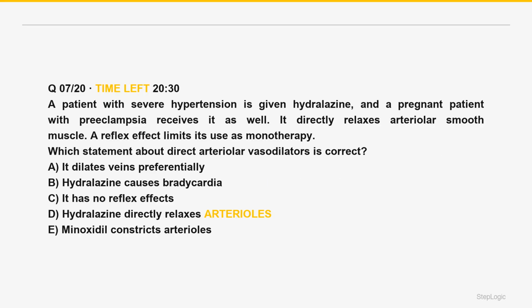Which statement about direct arteriolar vasodilators is correct? A patient with severe hypertension is given hydralazine, and a pregnant patient with preeclampsia receives it as well. It directly relaxes arteriolar smooth muscle. A reflex effect limits its use as monotherapy. Read the command. Which direct vasodilator statement is correct? Hydralazine relaxes arterioles, decreasing afterload, with reflex tachycardia plus fluid retention. Used in pregnancy, drug-induced lupus.